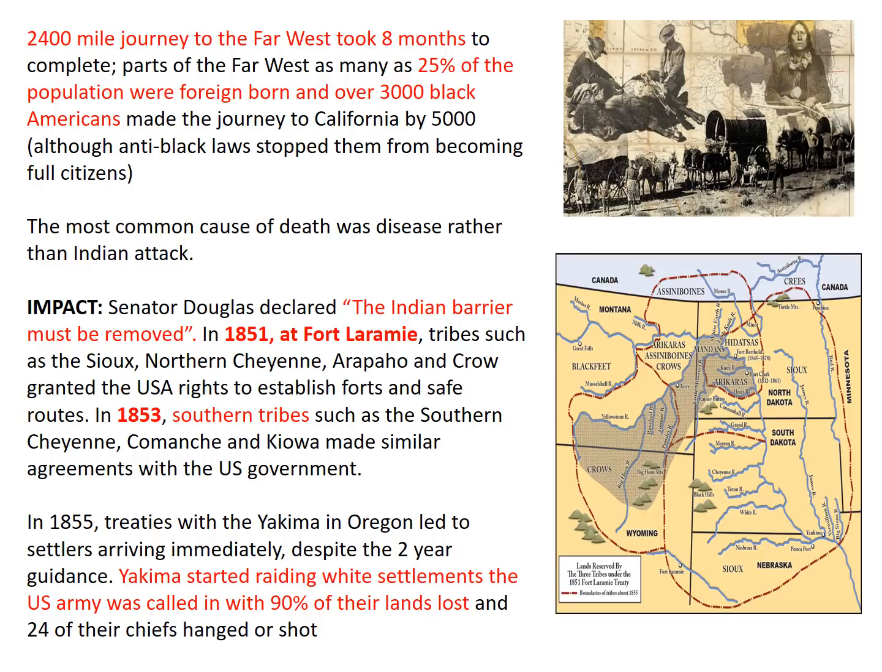So, a guarantee of safety. However, as we can see at the bottom there, the 1855 treaty with the Yakima, immediately settlers moved in, despite the 2-year guidance. And not surprisingly, we got conflict. The Yakima started raiding white settlements. The army was called in, and they lost 90% of their land. 24 of their chiefs were hanged or shot.